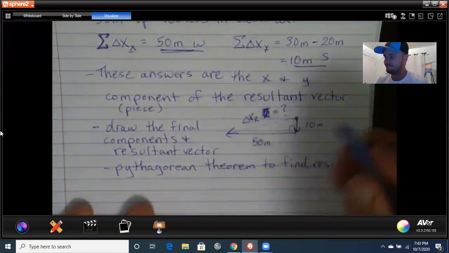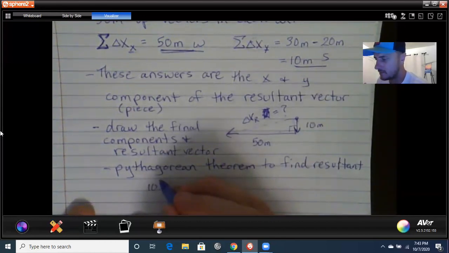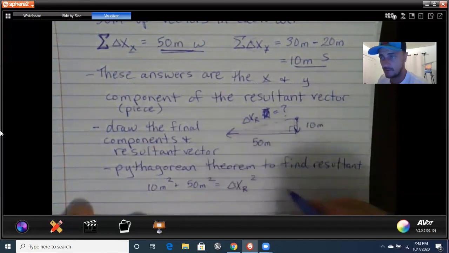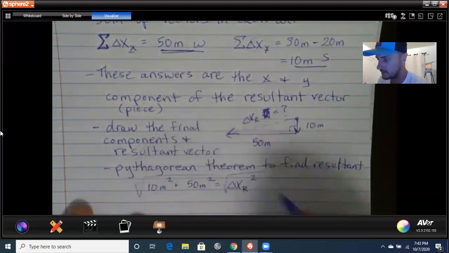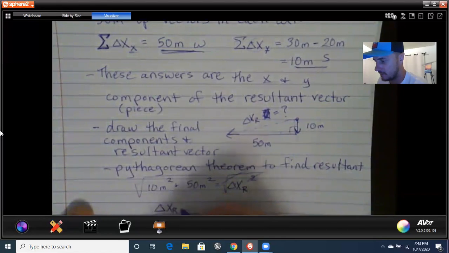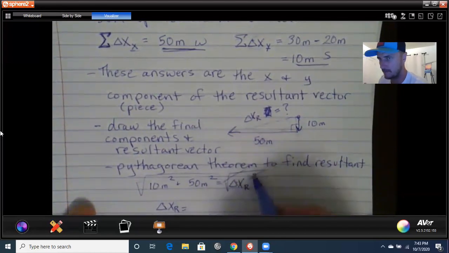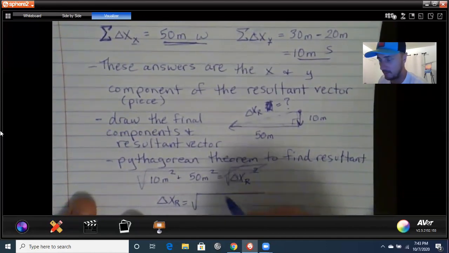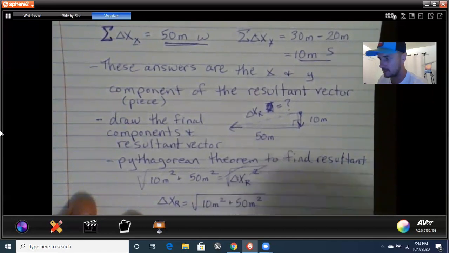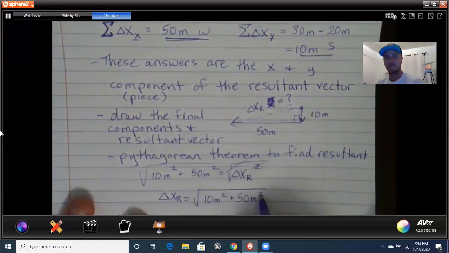Okay, let's do it. So I'm going to say here 10 squared plus 50 squared equals delta xR, my resultant displacement, squared. Well, if I want to find the resultant displacement, wouldn't I just take the square root of both sides, like that? And I would end up getting delta xR. And you'll see me do this a lot. I'm not going to do this whole step where I cross the two out. I'm going to go straight to writing what you're seeing right now. In class and in the future, I will go straight to writing this. The square root of a squared plus b squared is the answer.